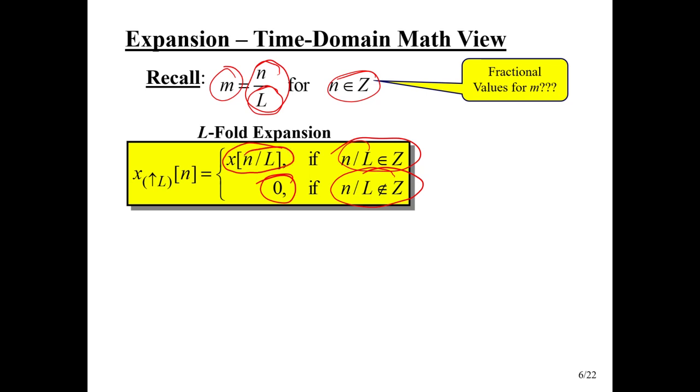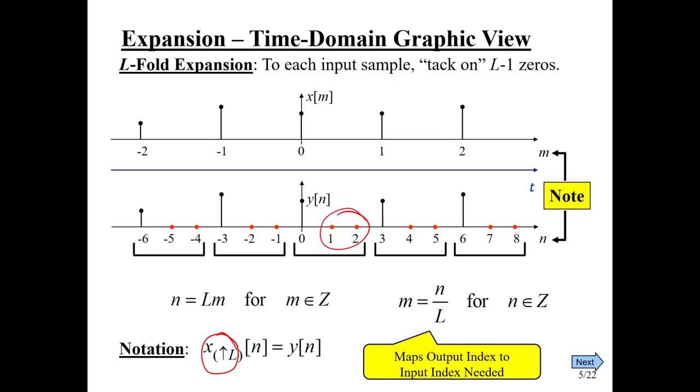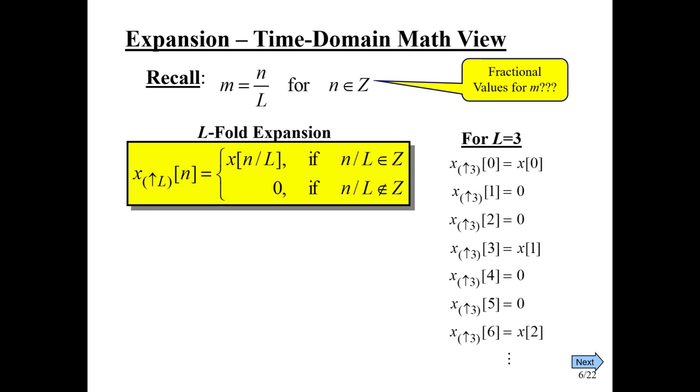So this is just a mathematical equation that expresses what we showed very simply here. Keep the samples, stuff in zeros, and then re-index. That's the idea. Okay, but this is the mathematical view of that. And here's what we have for that for L equal to 3.